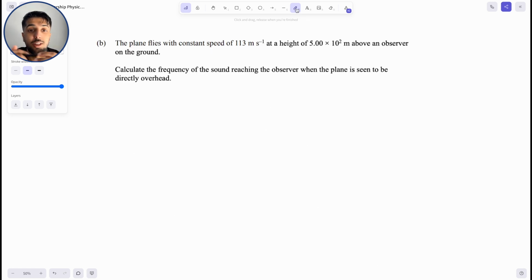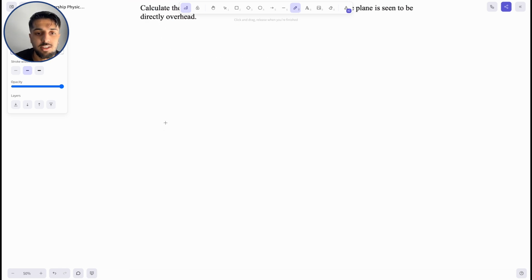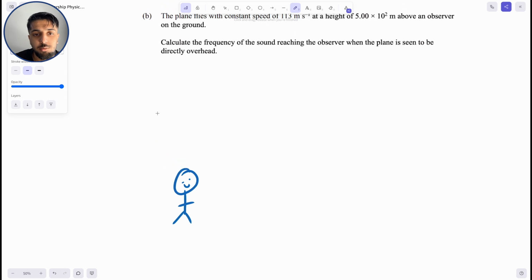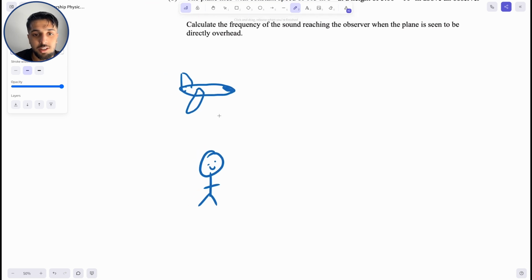The plane flies with a constant speed of 113 meters per second at a height of 500 meters above the observer. Calculate the frequency of sound reaching the observer when the plane is seen to be directly overhead. So we have a scenario where we have our observer right here, and we have the plane directly flying overhead like this. That's our plane, guys. So the plane is 500 meters above the observer.